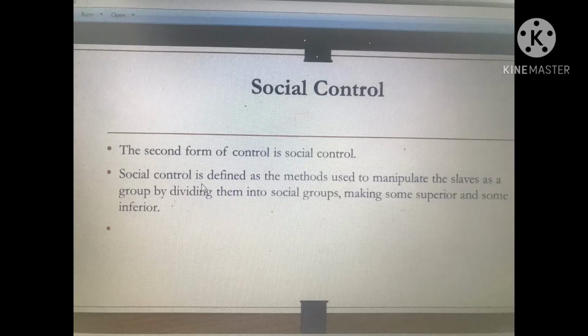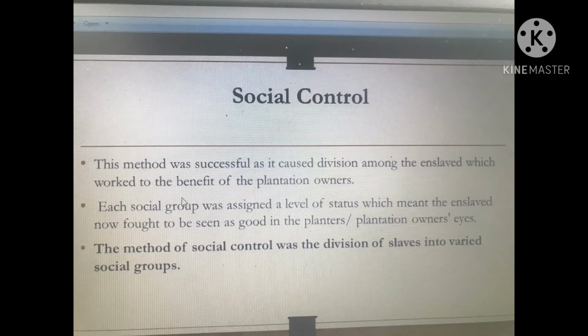The second form of control is social control. Social control is defined as the method used to manipulate the slaves as a group by dividing them into social groups, making some superior and some inferior. This method was successful as it caused division among the slaves, which worked to the benefit of the plantation owners. Each social group was assigned a level of status, which meant the enslaved now fought to be seen as good in the planters' or plantation owners' eyes.